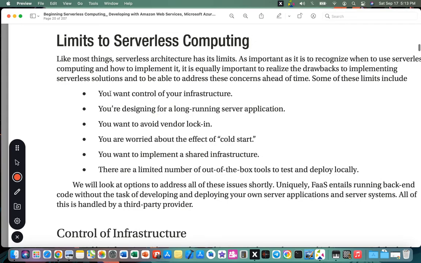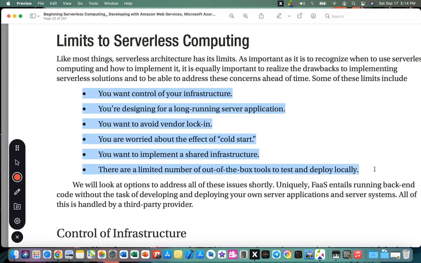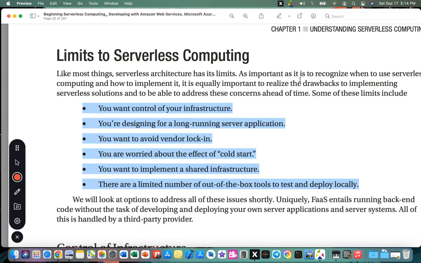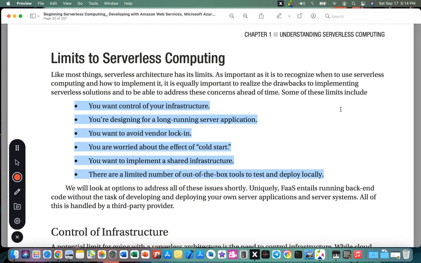Limits to serverless computing. If you want control of your infrastructure, you are designing for long-running server applications, you want to avoid vendor lock-in, you are worried about the effect of cold start, you want to implement a shared infrastructure. There are a limited number of out-of-the-box tools to test and deploy locally. So some of these limits are what we just read here. Of course, they will not mention everything, right?